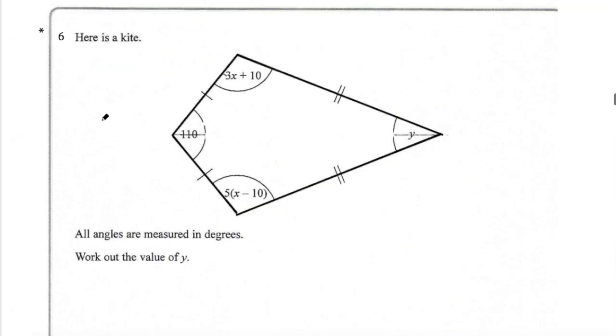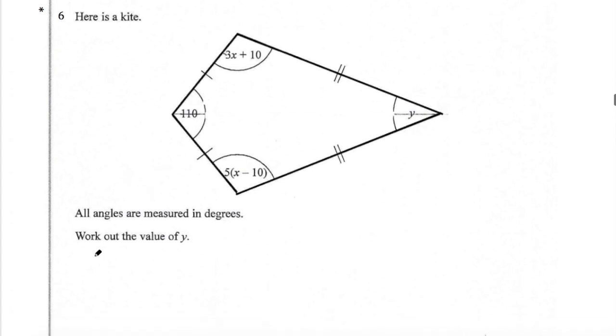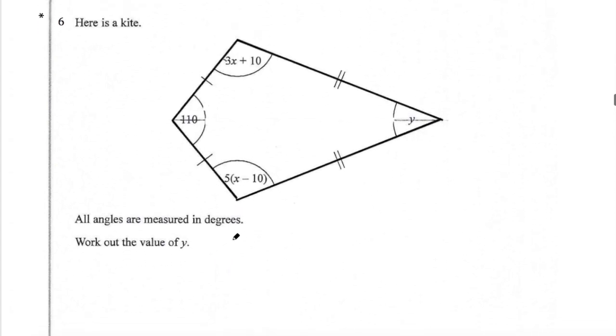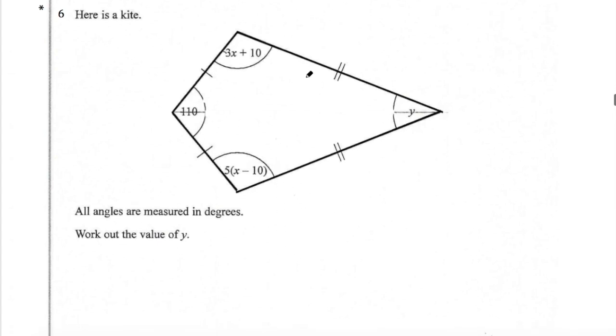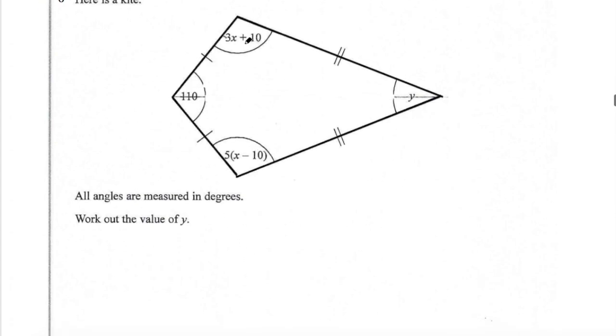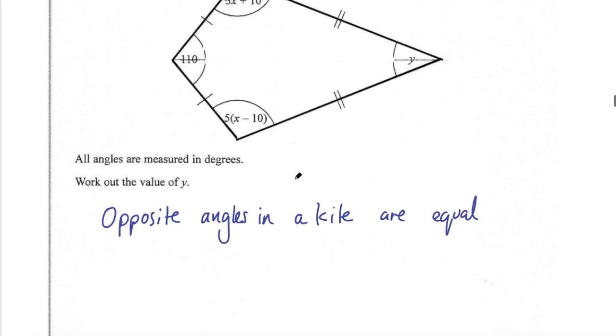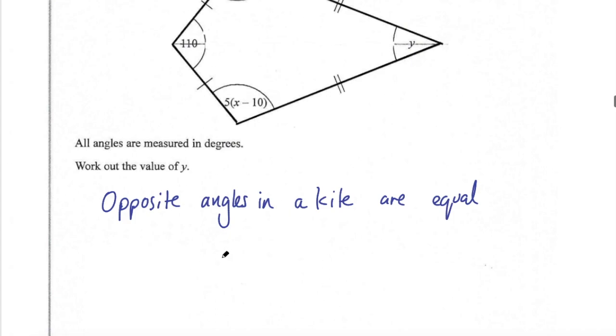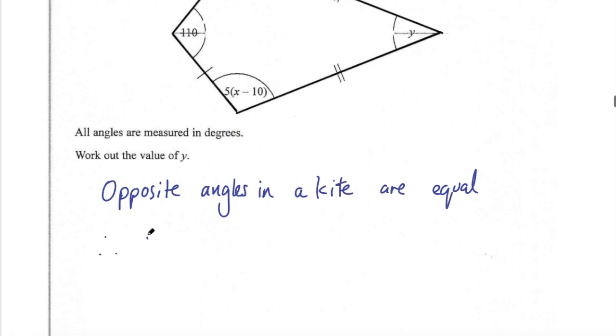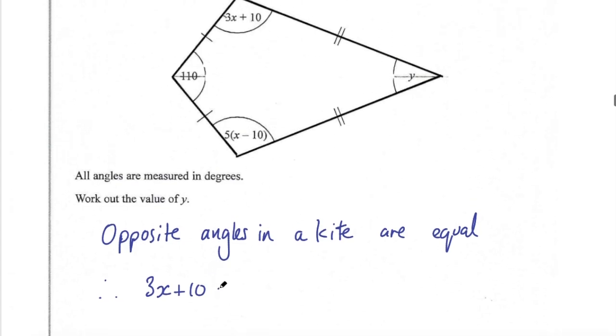Question 6 is a non-calculator question, and it says, here is a kite. All the angles are measured in degrees. Work out the value of y. And the key point you need to know about a kite is that opposite angles are equal. So it's similar to the last question in that we can make two expressions equal based on the diagram. So firstly, I would state that opposite angles in a kite are equal. So therefore, we can say that 3x plus 10, this angle up here, equals 5x minus 10.